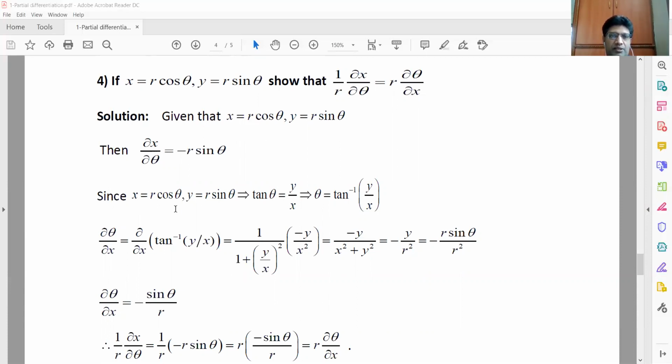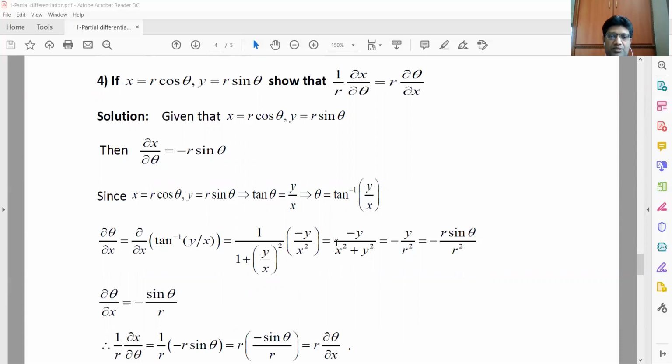For that we require theta. So to calculate theta, we are using the given relation. So x is r cos theta, y is r sin theta. So from this, tan theta is y by x, theta is tan inverse of y by x. So we require ∂theta/∂x. So ∂theta/∂x is ∂/∂x of theta. So tan inverse x formula is 1 by 1 plus x square. So in this case, 1 by 1 plus, instead of x, y by x is there, y by x square. So for y by x, minus y by x square, because we are differentiating with respect to x.